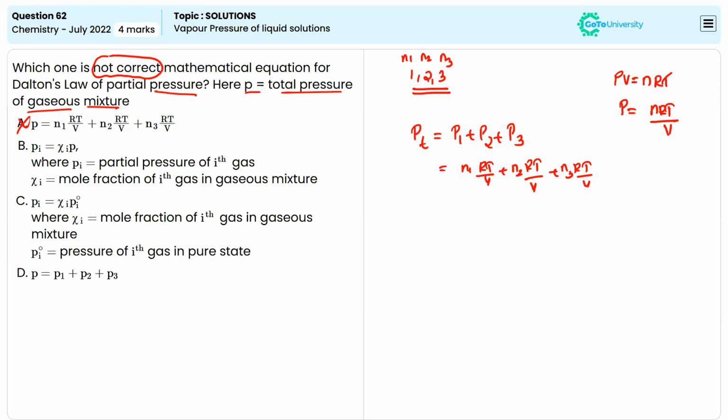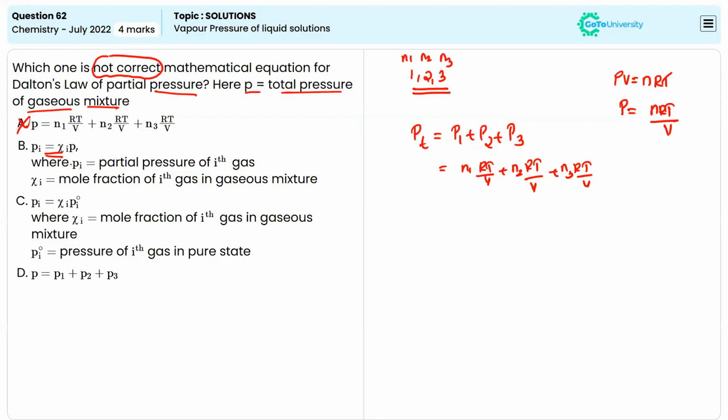Now coming to option B, here Pi is equal to the mole fraction times the partial pressure. This is also correct, right? Because we know that P is the total pressure, right?